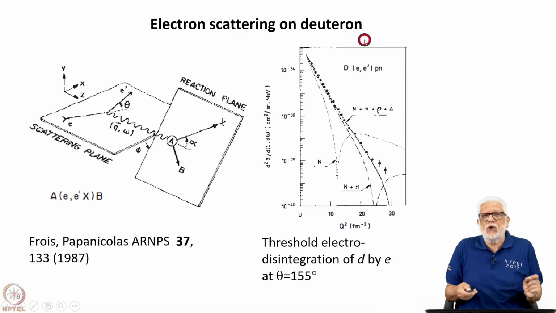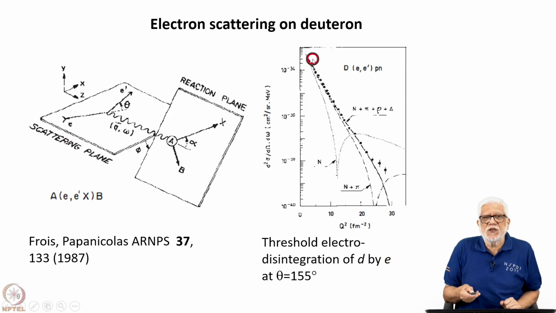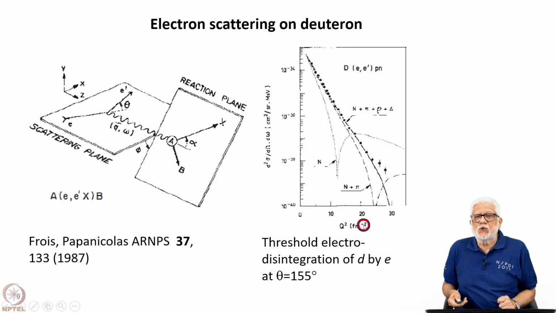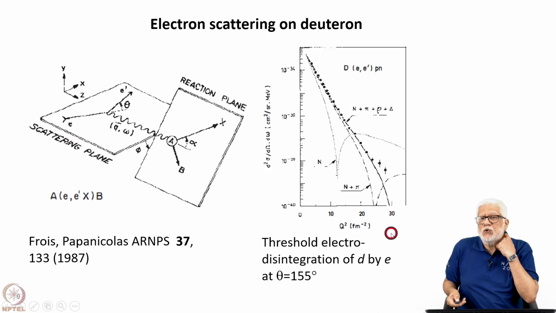So the deuteron disintegrates. This is the differential cross section, d sigma by d omega per unit energy, in terms of centimeter squared per solid angle per MeV. It is plotted here as a function of q squared, the momentum transfer, up to about 30 or so q squared.